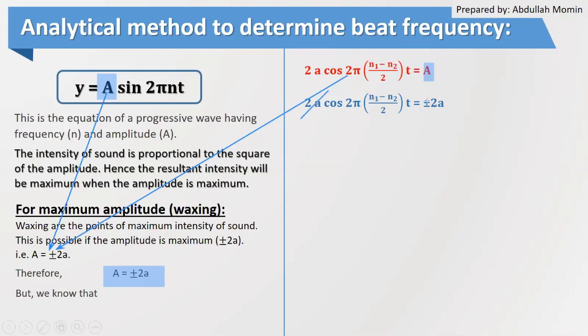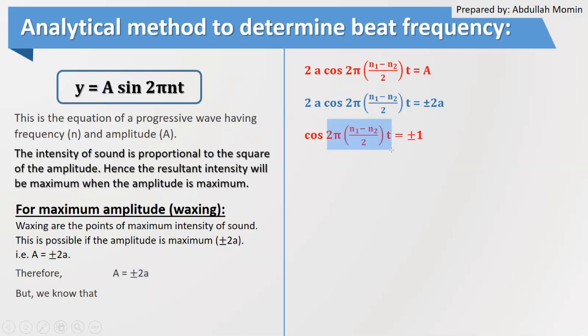Now this 2a and this 2a will get cancelled. And what will we get? We get cos 2π((n1 - n2)/2)t = ±1. This is the remaining term. Now for further simplification, consider this term as theta. Then cos theta = +1 or cos theta = -1. This is the value we are getting.